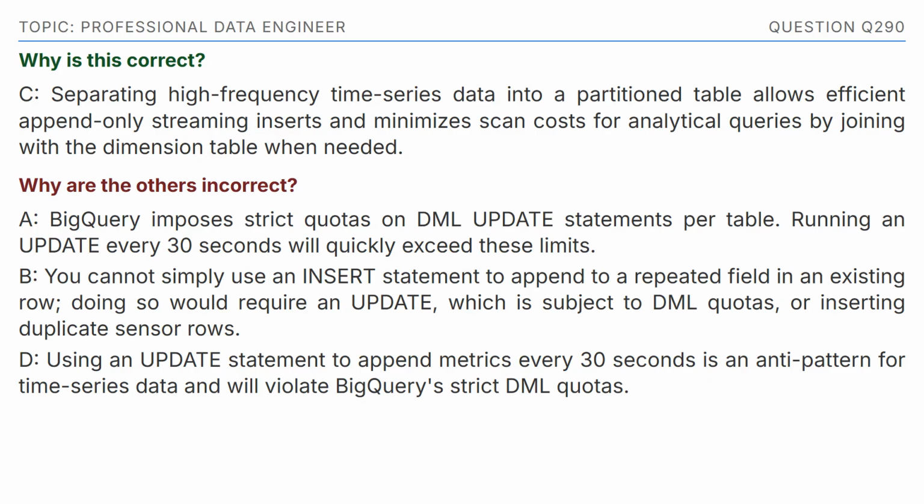Why are the others incorrect? A. BigQuery imposes strict quotas on DML update statements per table. Running an update every 30 seconds will quickly exceed these limits. B. You cannot simply use an insert statement to append to a repeated field in an existing row. Doing so would require an update, which is subject to DML quotas, or inserting duplicate sensor rows.